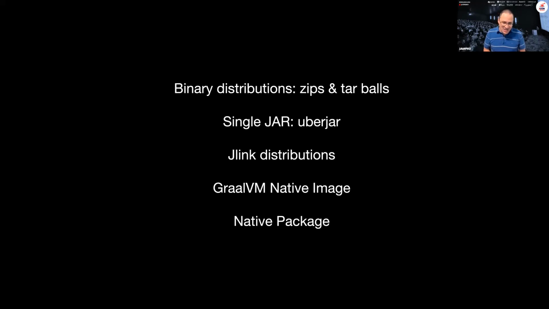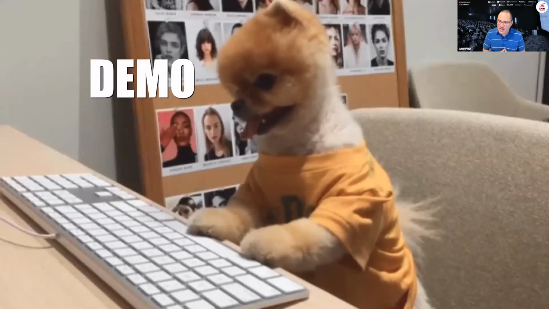And a native package, in the case of Java, is typically something you will create using JPackage, such as a DMG or PKG for OS X, MSI or EXE for Windows, or Debian or RPM for Linux. So those are also supported as inputs for JReleaser. So enough of this. Let's go into the demo.